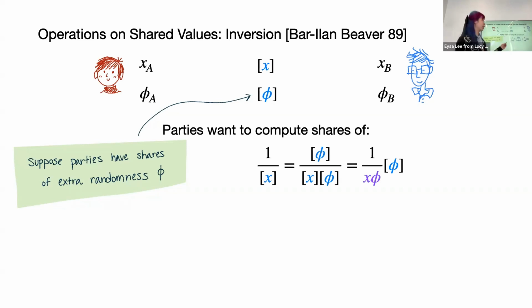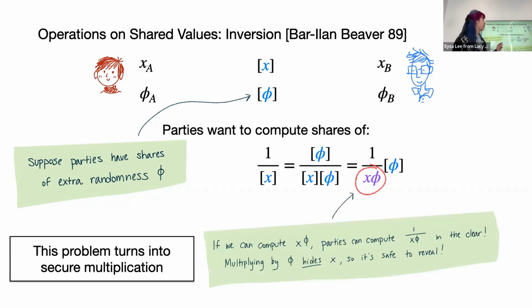And notice if we rewrite in this way, then this problem turns into secure multiplication. If we can compute this x times phi, we can invert it in the clear. And so we don't have to invert this as secret shares. And it's okay to reveal x times phi in the clear as long as nobody knows phi, because this phi, similar to additive secret sharing, hides this x, masks this x. And so we've already seen how to do the secure multiplication. We give an efficient protocol to do that. And so this is a nice way to do this inversion.